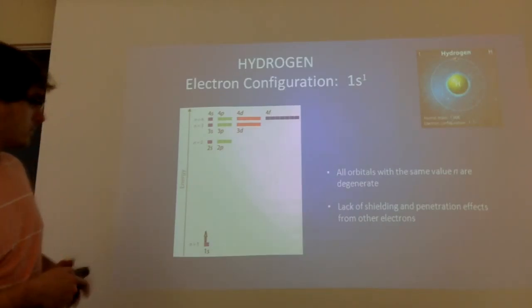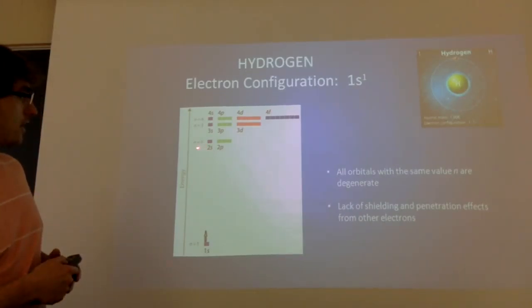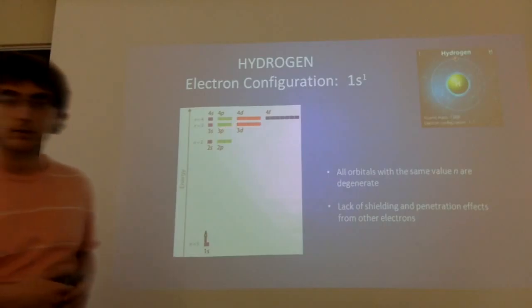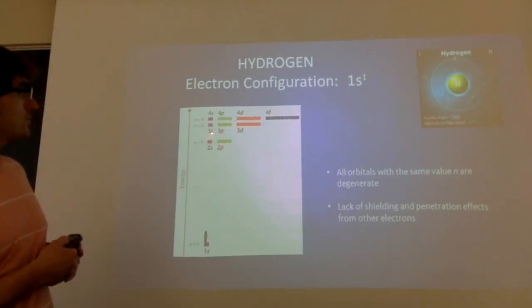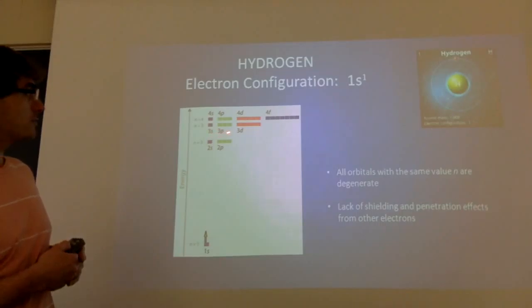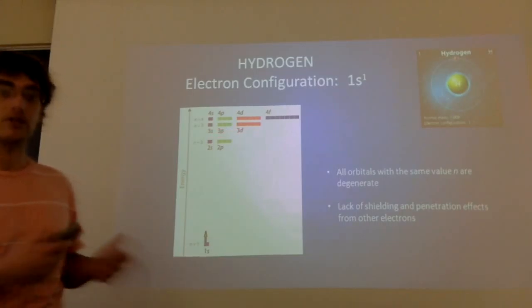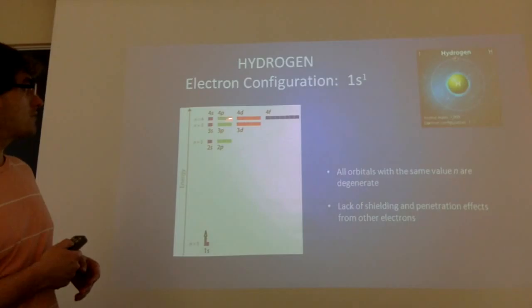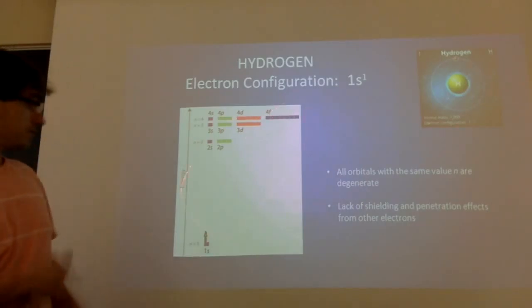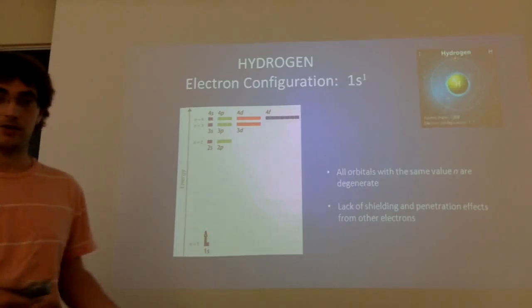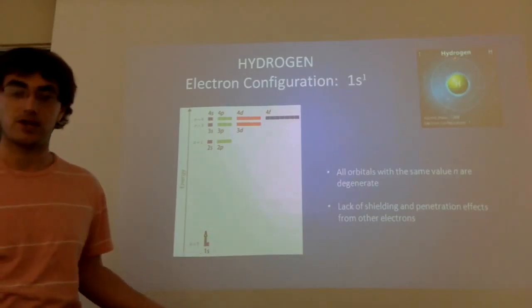And if you notice, look here at the n equals 2. See the 2s orbital and the 2p orbital, they both have the same energy. And you see the same thing with the others, 3s, 3p, and 3d, same energy. Same thing here, 4s, 4p, 4d, 4f. So this diagram is hydrogen in its ground state.